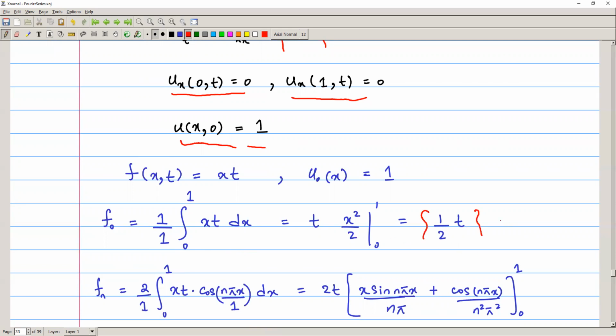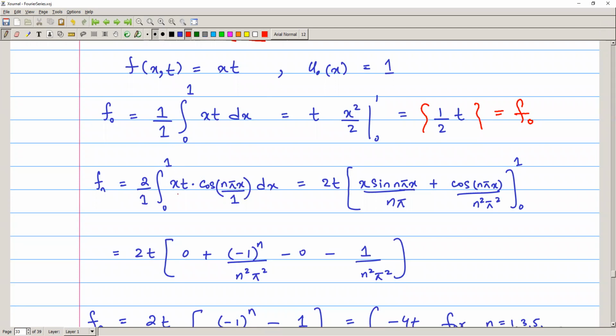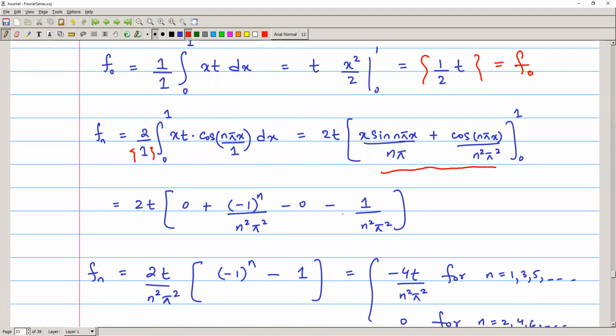So this is our F naught. We will use it in the latter part. Then we have Fn, that is 2 over L. So L is 1 here, and the integral of the product of the function of x,t with the eigenfunction, that is cosine n pi x over 1. All right, so from here we can integrate the function and we will get this solution. Here is the integral and we'll apply the limits to get this form, right?